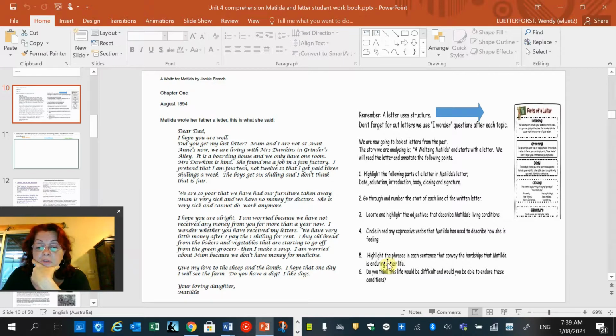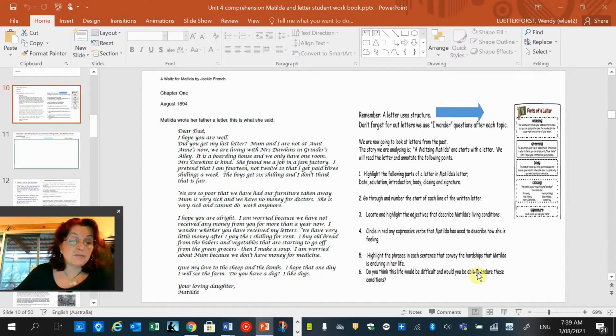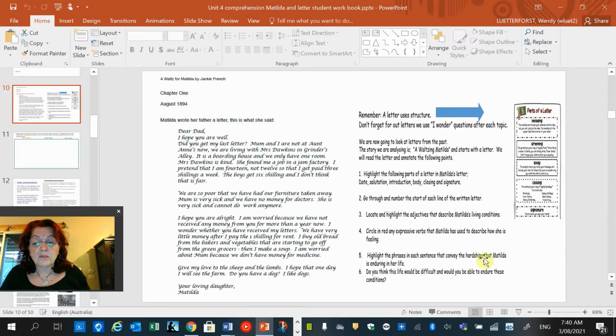Okay, now we're going to have a look and highlight the phrases in each sentence that convey hardships. Now, hardship is something that you're going through which is not good, difficult or upsetting. Now, a hardship that we're all going through is that we're all in lockdown and we can't see each other and we've got to do our lessons from school and you can't see your family. That's our hardship. And some of us think that that's pretty terrible and boring, but I tell you what, it's better than getting sick. So let's look at what Matilda's actually dealing with.